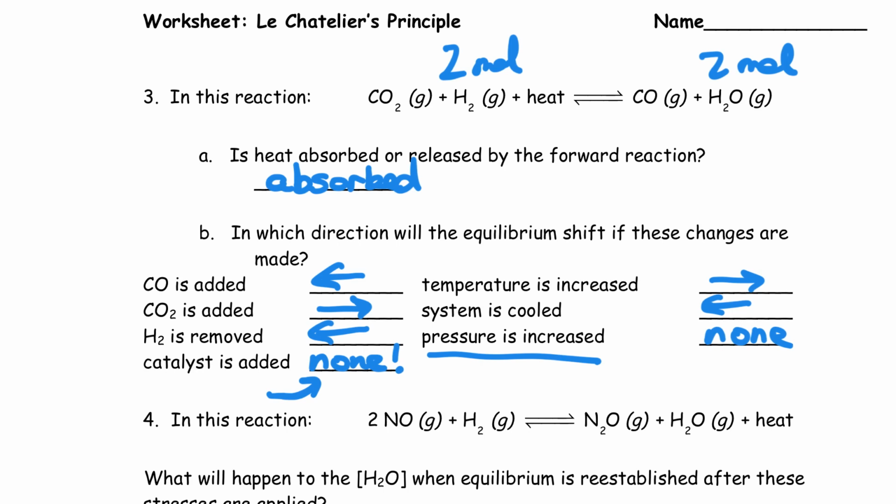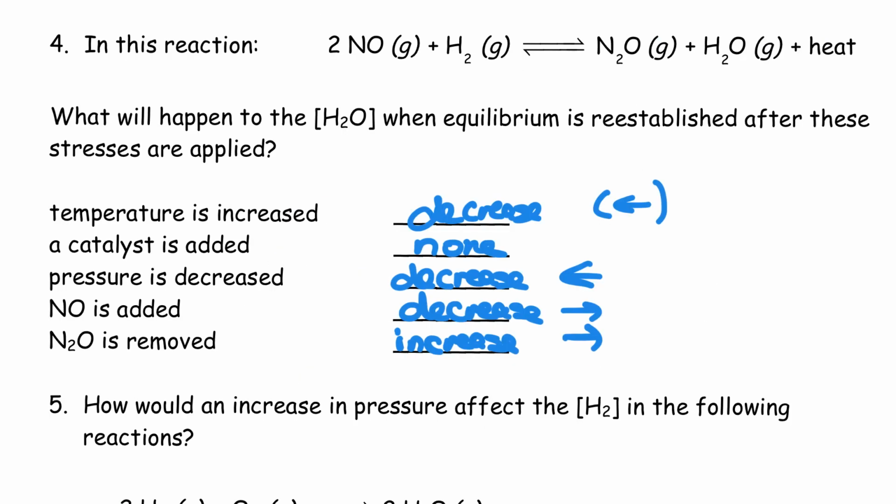Now, pause the video again, do part 4, and then come back and check your answers. You notice the way I posted these answers, I put the arrow to the right to show which way the equilibrium shifts, and then considering that, because it asked what will happen to the concentration of water, I used that to write down what would happen.